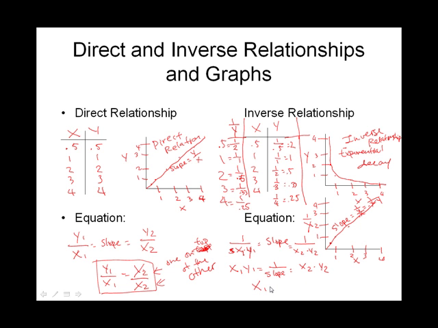So now I have x1 times y1 equals x2 times y2, and this is a formula for an inverse relationship. Please note that x and y are next to each other. X and y are side by side in an inverse relationship. So the variables are side by side when they are in an inverse relationship. They are one on top of the other in a direct relationship.